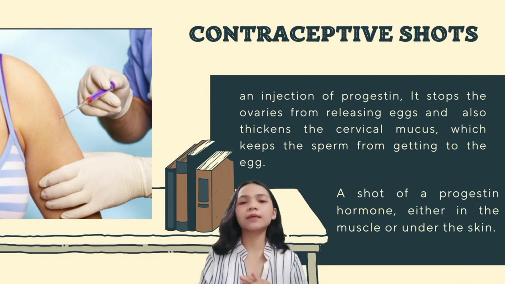Subsequently, we have the contraceptive shots, an injection of progestin. It stops the ovaries from releasing eggs and also thickens the cervical mucus, which keeps the sperm from getting to the egg, just like the hormonal intrauterine device but through injection. Individuals using this method get the shot from their doctor once every 3 months, a shot of a progestin hormone either in the muscle or under the skin.